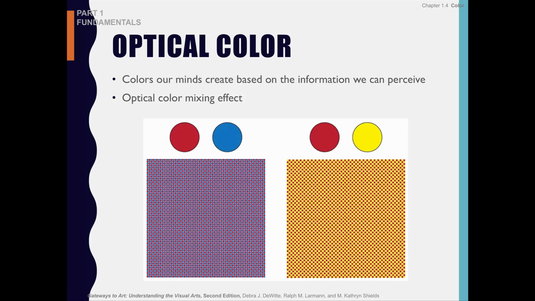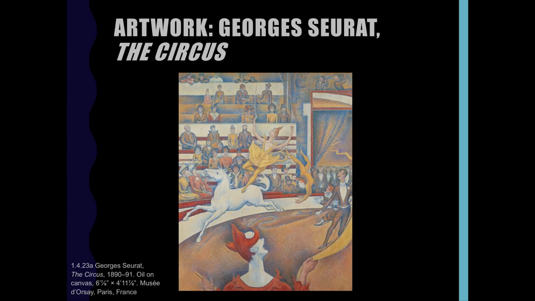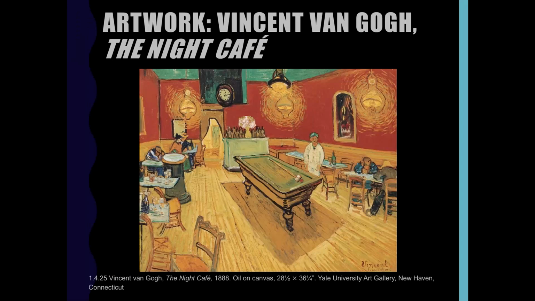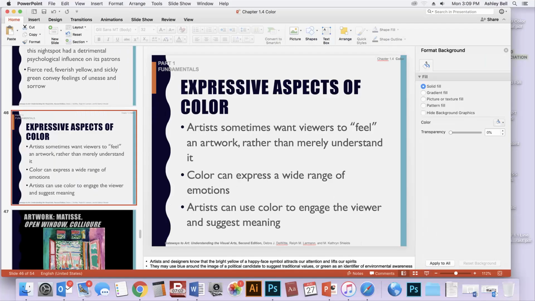There's also optical color, and this reminds me of the comic books I used to see in the 80s and 90s, but once you overlap these dotted colors, it can create new colors from a distance. This one makes purple, and this one kind of makes a yellow-orange. Seurat would do that, but with painting. He actually called this pointillism. It's like little tiny dots of color, and he would layer them to produce new colors, creating an optical illusion effect. Okay, and I think actually we're going to stop right there.